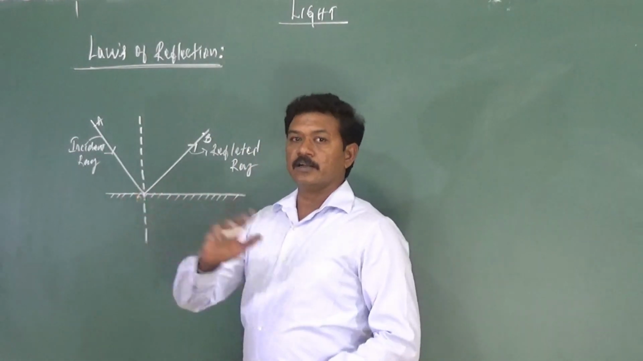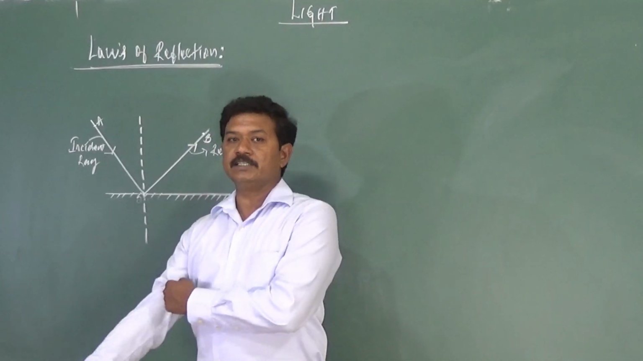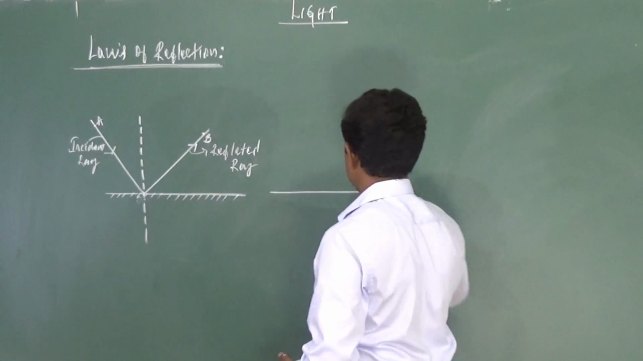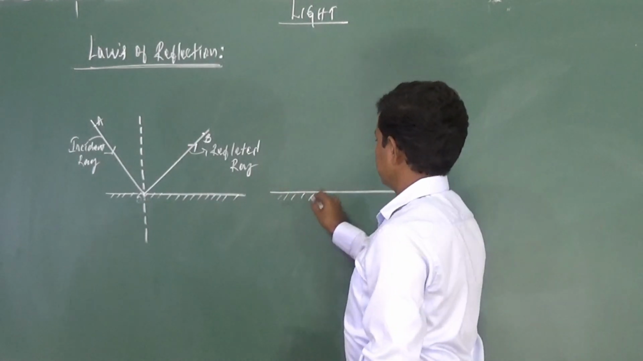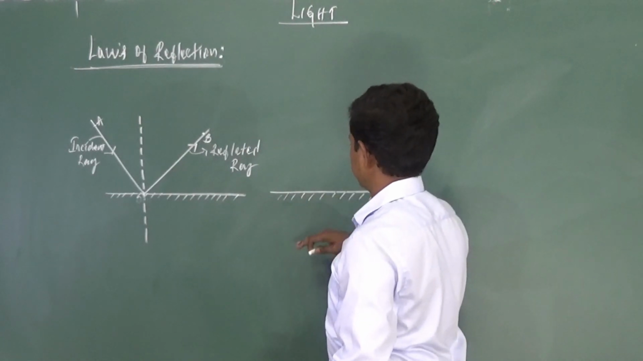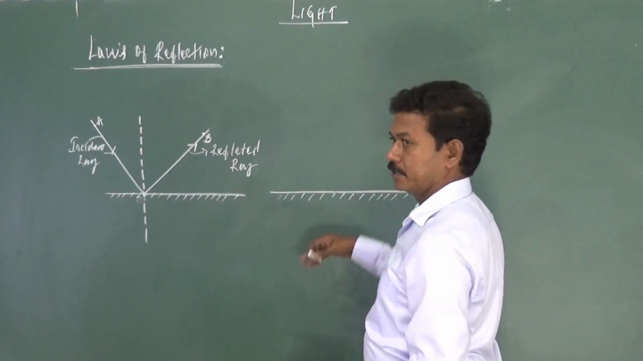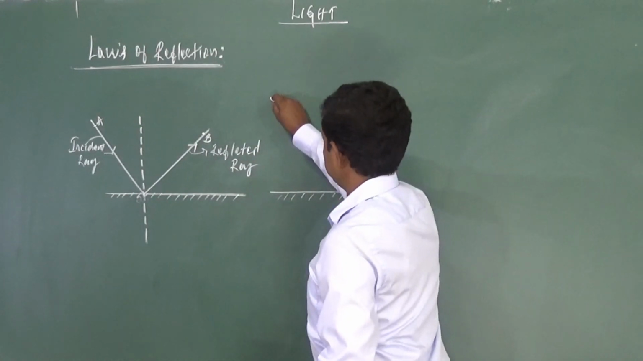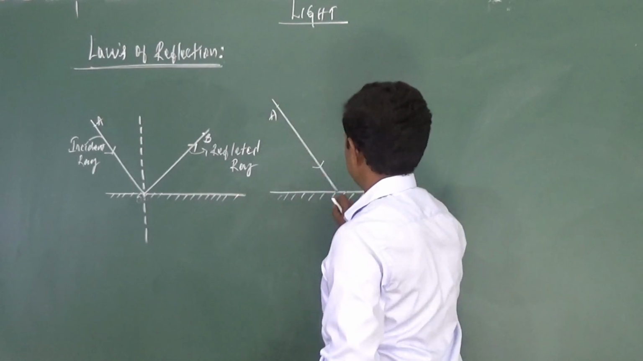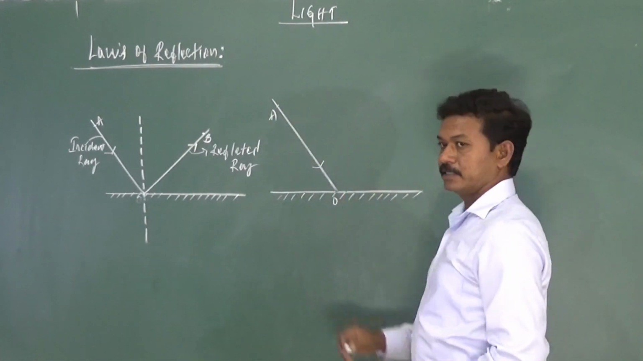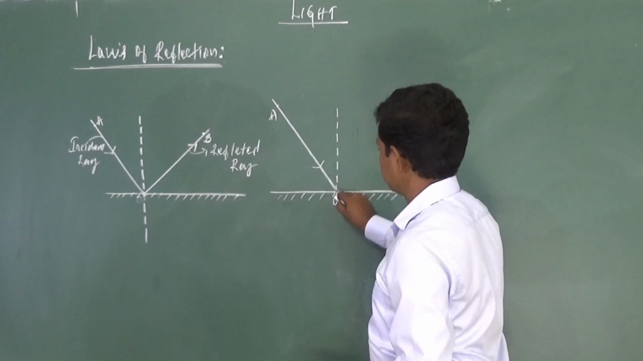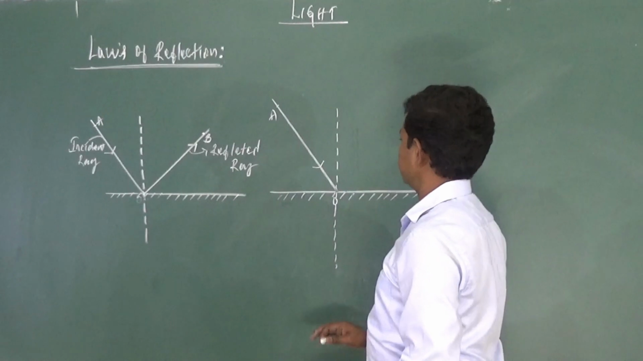Let us go with the second law of reflection, which is still easier than this. Very important. So here, let us consider a plane mirror. It is silvered at one surface, and the reflecting surface is at the other. Let us imagine a light ray coming from some direction. Let us call it light ray OA. OA is the incident light ray. Let us draw the normal at the point of incidence.